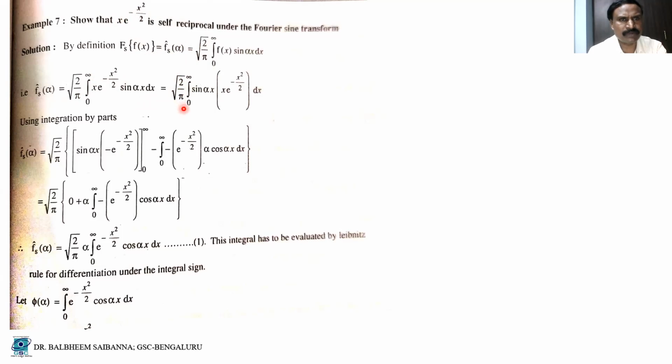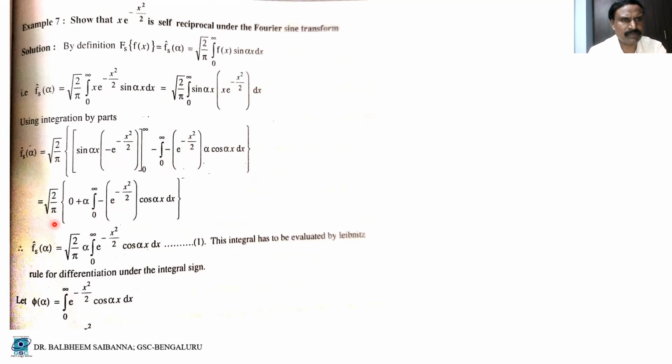The square root of 2 by pi integral 0 to infinity sine alpha x, then x e to the power of minus x square by 2 dx. Using integration by parts, sine alpha x is the first function and this is the second function. Then sine alpha x as it is, then the integration of this is minus e to the power of minus x square by 2, minus integral of minus e to the power of minus x square by 2 times alpha cos alpha x dx, by using integration by parts.